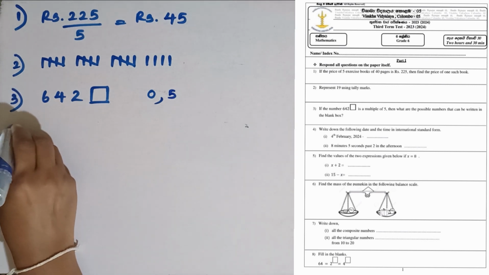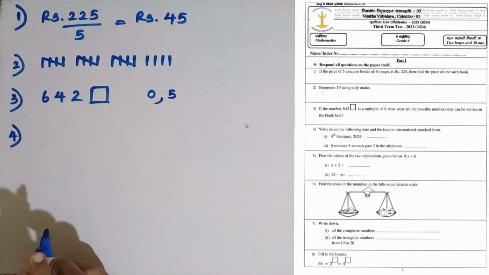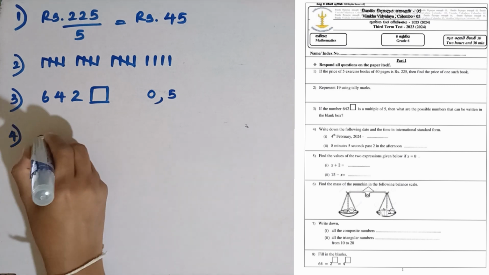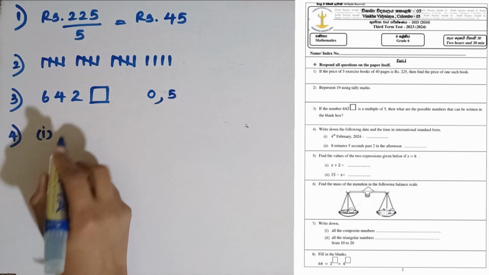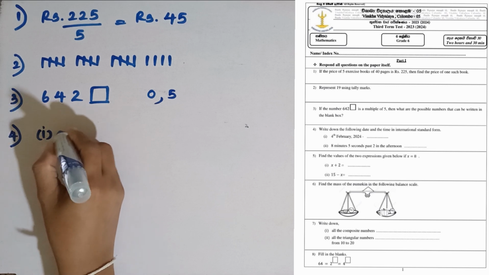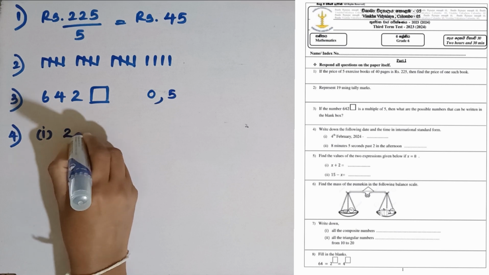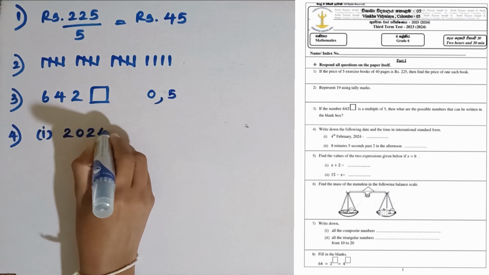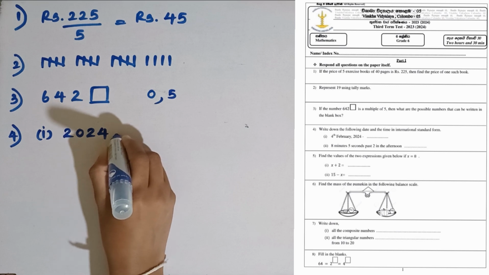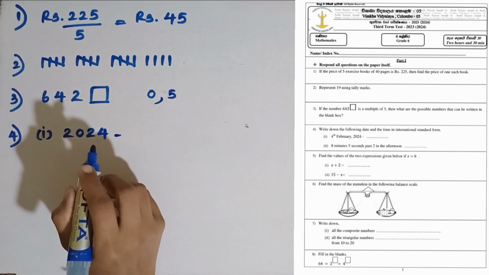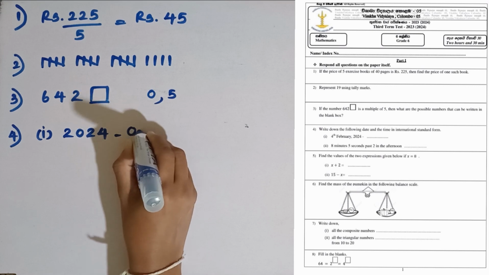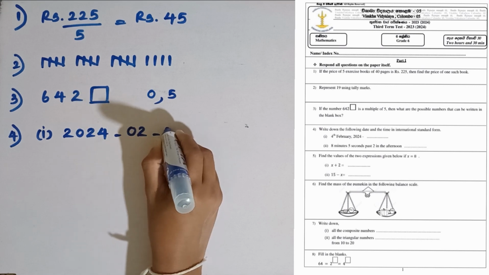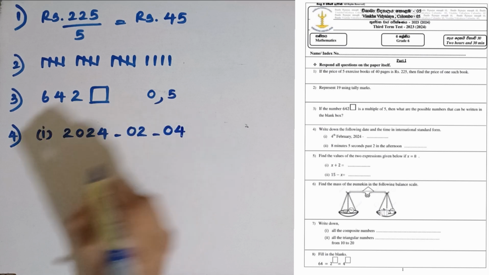Question number 4. Write down the following date and the time in International Standard Form. First one, 4th February 2024. We have to write the year first, 2024, with 4 digits. Then a small dash. Then the month with 2 digits, 0, 2. Then the date with 2 digits.